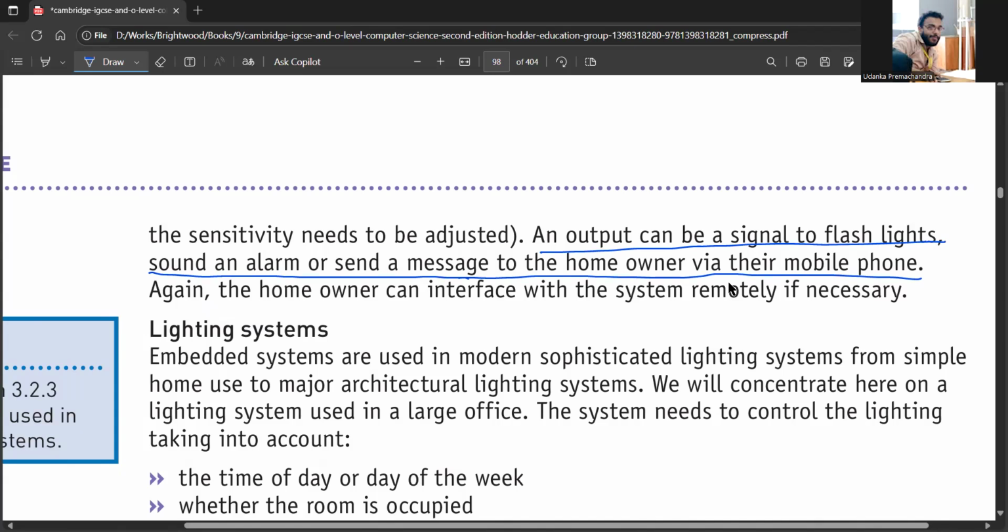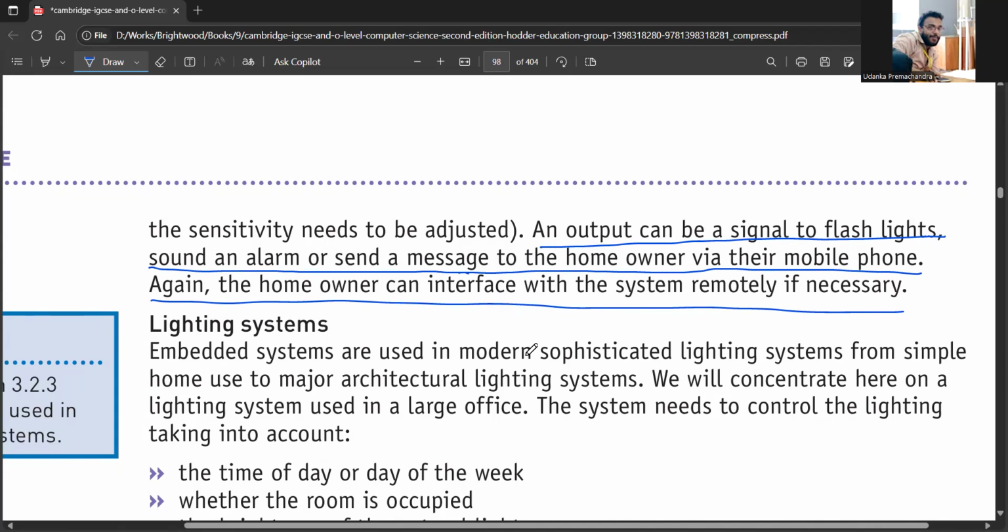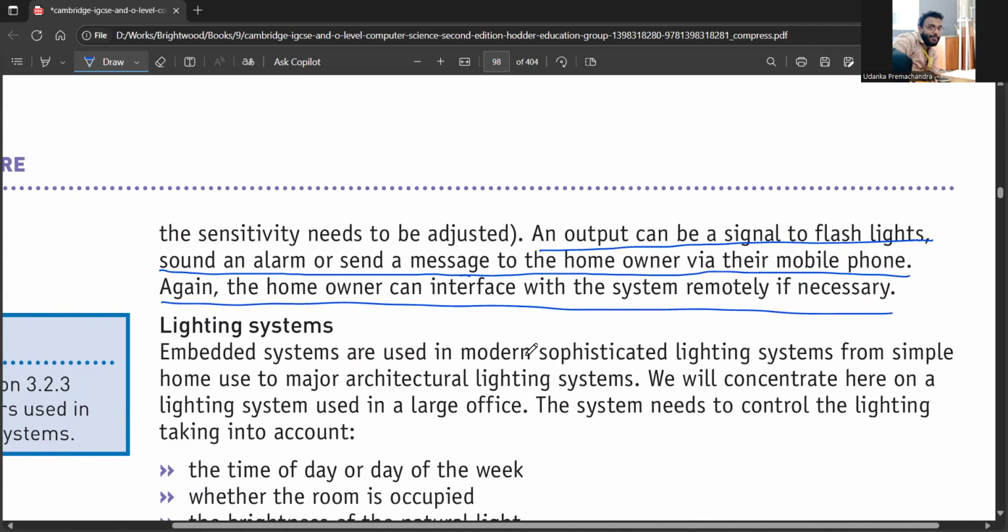Again, the homeowner can interface with the system remotely if necessary. He can change information according to that. Okay.